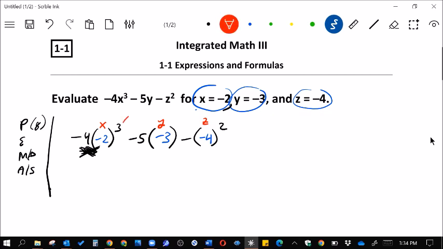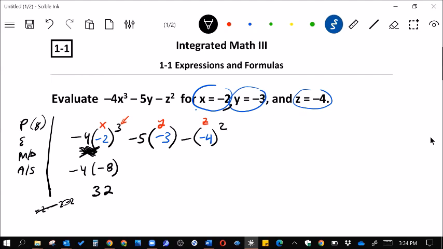So that means we need to do this exponent before we do the negative 4. So what we have is negative 4 times negative 8, because that's negative 2 times negative 2 times negative 2. So negative times negative is a positive 4, and then the other negative makes it a negative 8. And then we have two negatives multiplying to make it a positive 32.